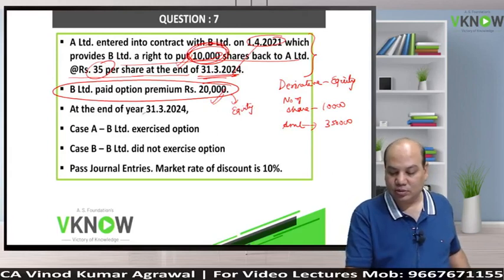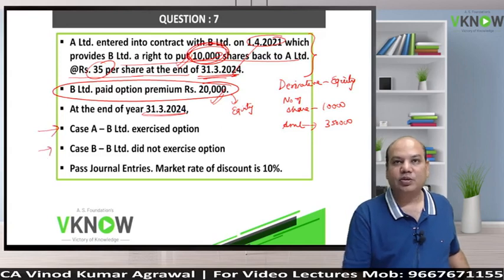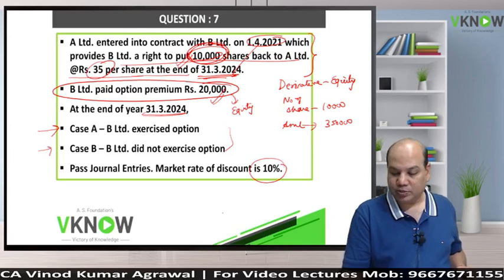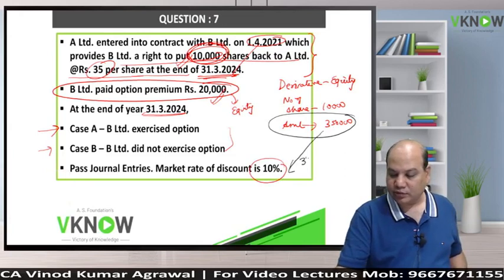Then on maturity date, I have taken both possibilities. B may exercise the option, B may not exercise the option. What entry will you pass? And the discount rate is 10%. What was the purpose of giving the discount rate? 3,50,000 is payable after 3 years.